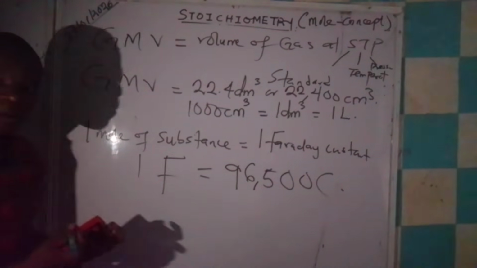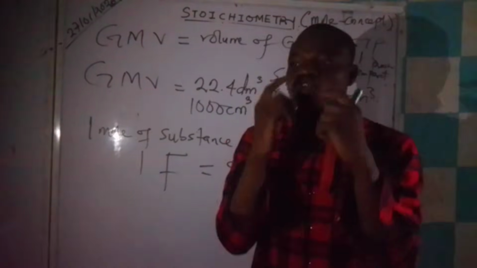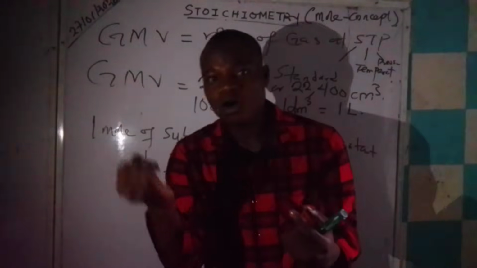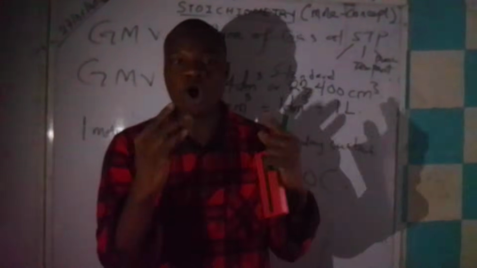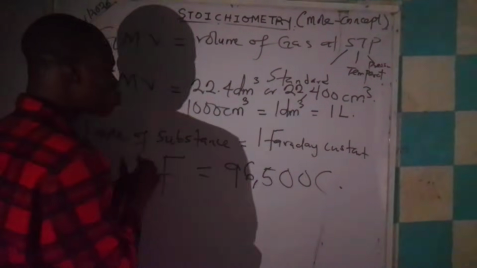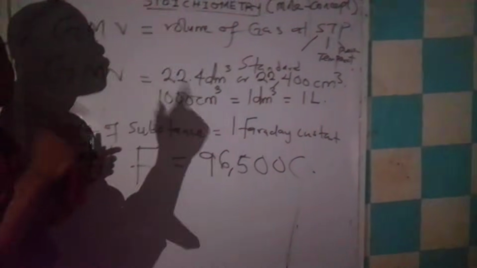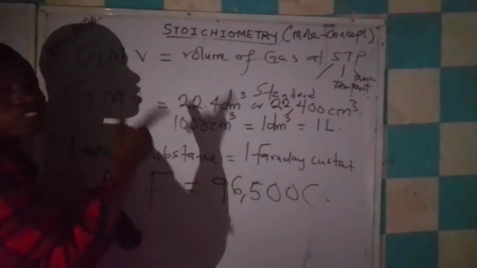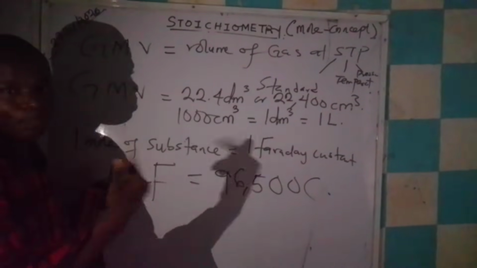Now, let me go back again. I said 1 mole of a substance is equal to the volume at STP, or gas molar volume, which is equal to 22.4 dm³ or 22,400 cm³. Also, 1 mole of a substance is equal to 1 Avogadro constant. And 1 Avogadro constant is 6.023 times 10⁻²³ per mole.